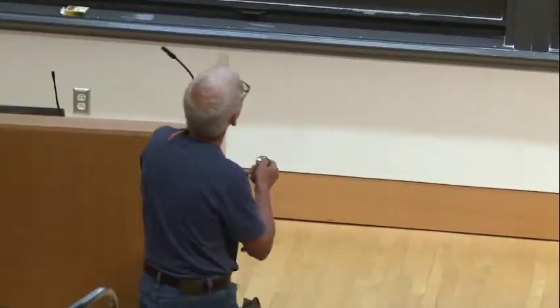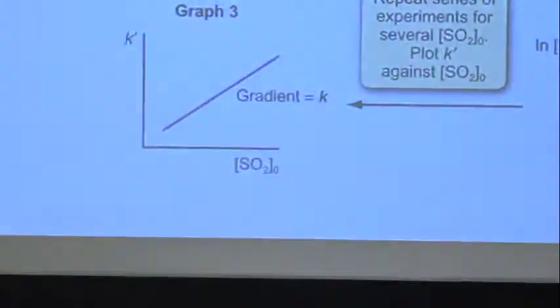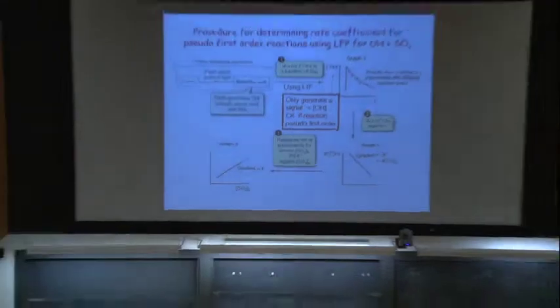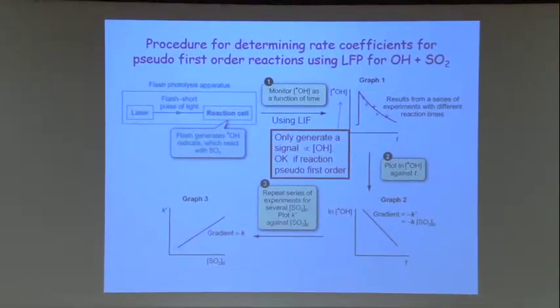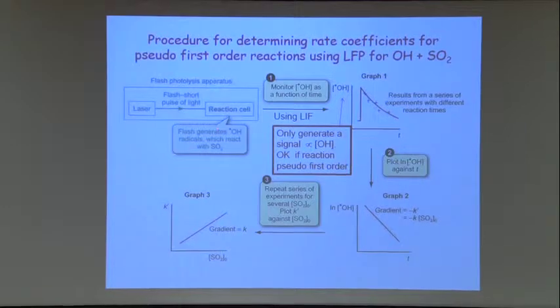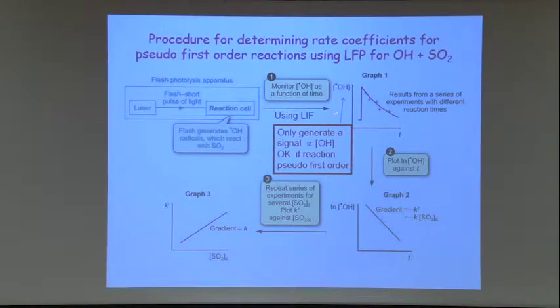So this gives you a summary of what happens. We have a short pulse of light, about 10 nanoseconds, into the reaction cell, which generates OH, which reacts with SO2. We monitor the OH as a function of time using laser-induced fluorescence. We only generate a signal that's proportional to OH, but that's okay if the reaction is pseudo-first order, as it is here.